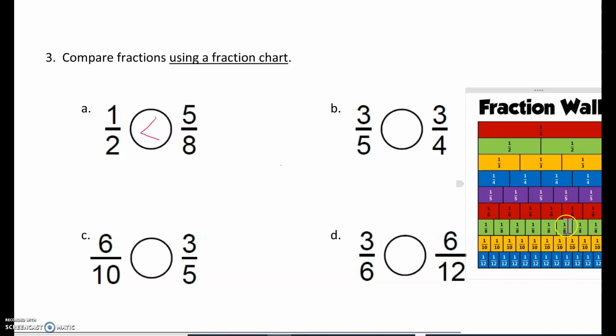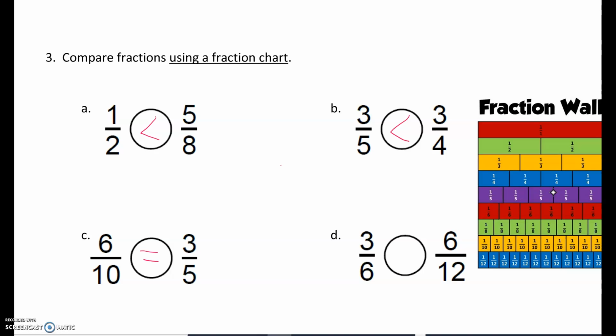3/5 and 3/4. Well, 3/4, 1, 2, 3 is here. 3/5 is here. So 3/5 is going to be smaller than 3/4. How about 6/10 and 3/5? Well, here's 1, 2, 3/5. And 6/10, 1, 2, 3, 4, 5, 6. If I look at those and come up to 3/5, they're exactly even. So those are equal fractions.